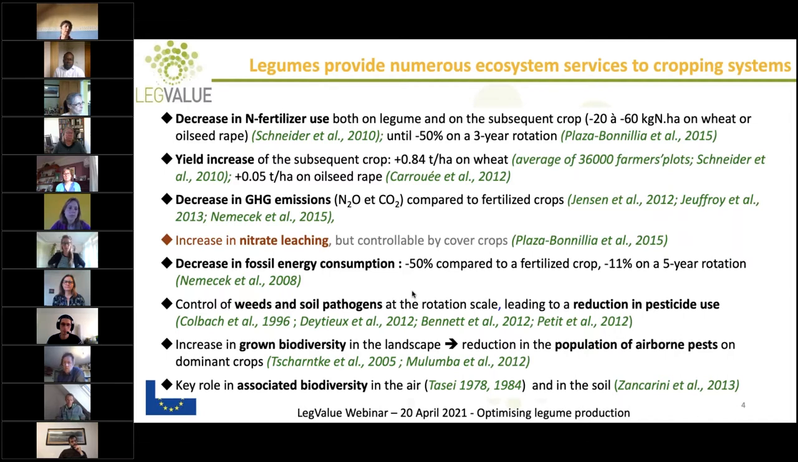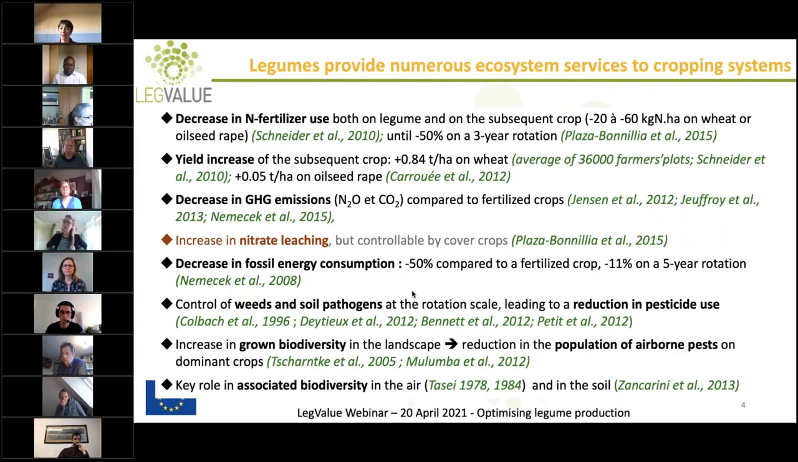Legumes can also help to decrease fossil energy consumption, and to control weeds and soil pathogens at the rotation scale, leading to a reduction in pesticide use. They also increase crop biodiversity in the landscape, thus helping to reduce the population of airborne pests. And they have a key role in associated biodiversity, in the air and in the soil.